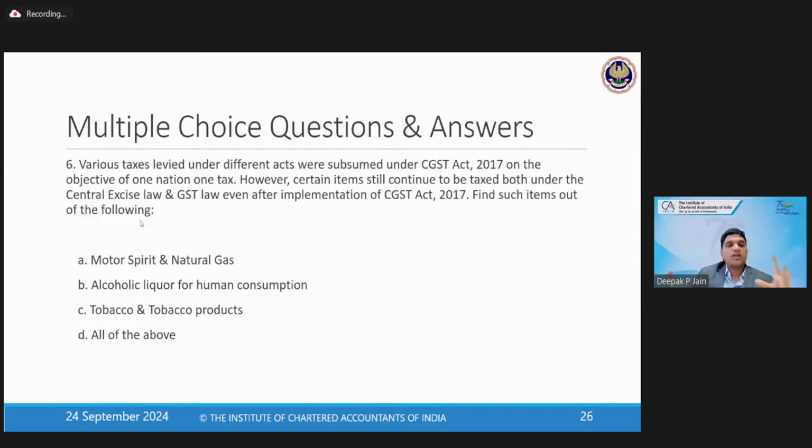What is the meaning of bottlenecks? It means that it is a deterrent. It is not helping to implement GST. That is a bottleneck. It's like a hindrance. That's called a bottleneck.